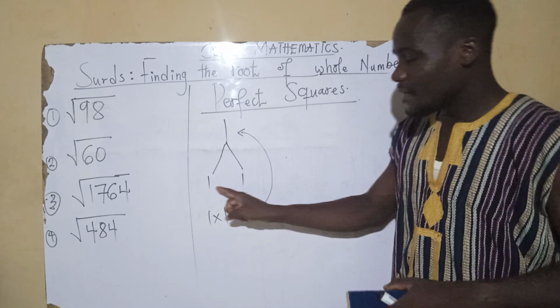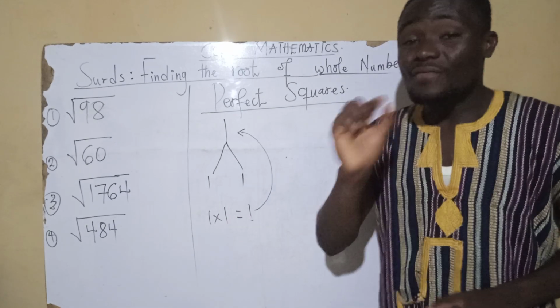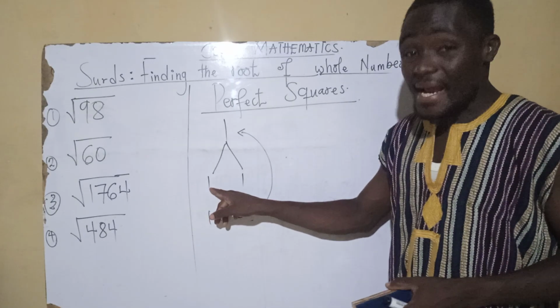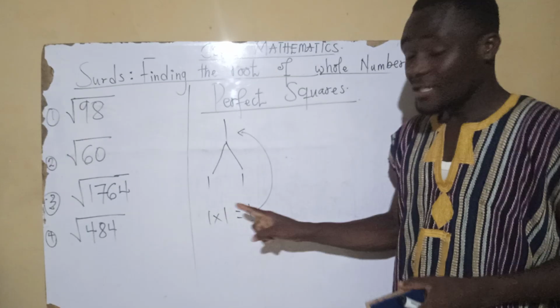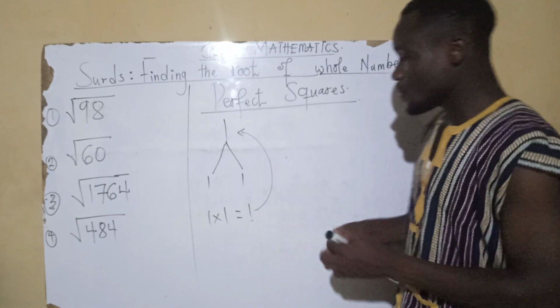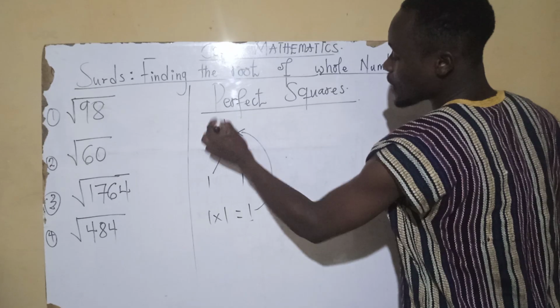Why? Because these are the elements and the elements are of the same identity. Are you with me? So because identity 1 and identity 2 are the same, that is why we say that 1 is a perfect square. Are you with me? Very good. So 1 can be a perfect square.